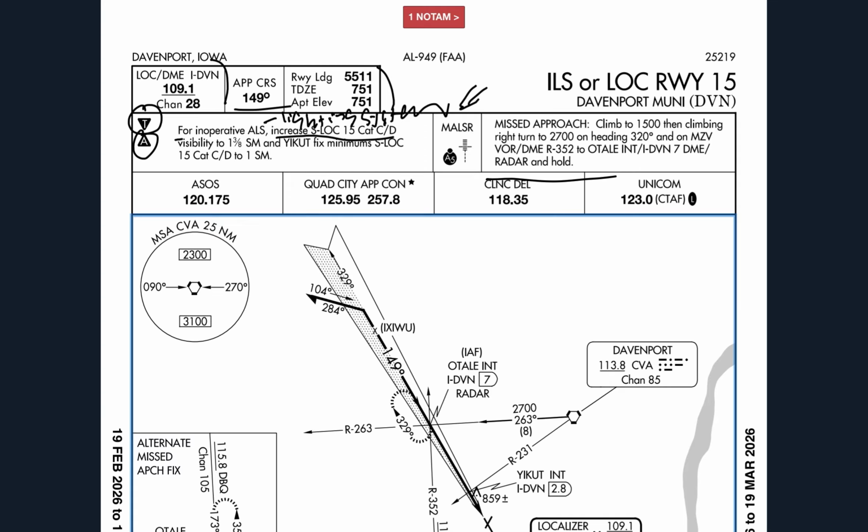Missed approach, you can see here, it says climb to 1500. Then we're going to make a climbing right turn to 2700 on a heading of 320. And we're going to follow the Moline radial once we intercept it up to Hotel and hold.